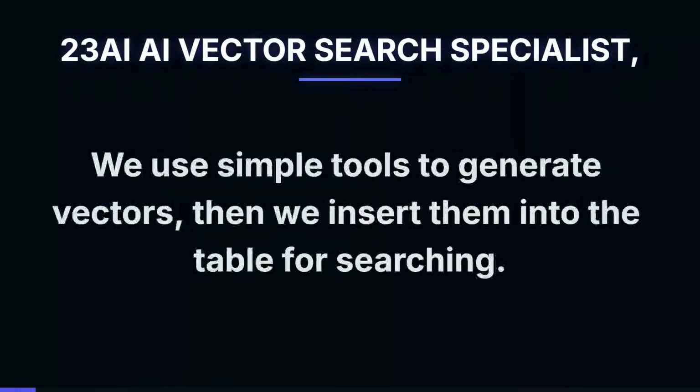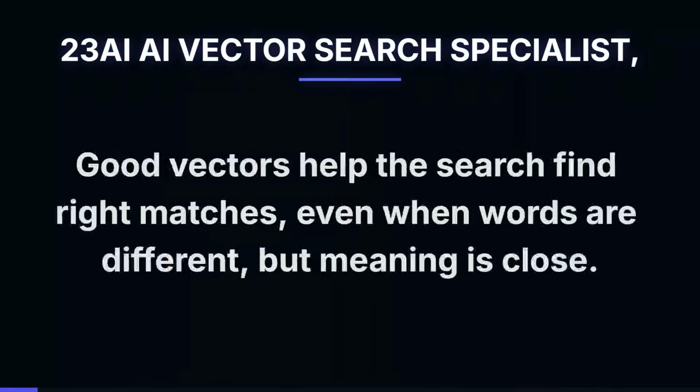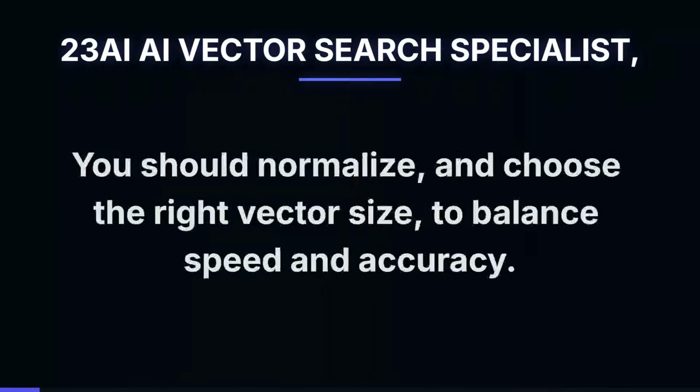We use simple tools to generate vectors, then we insert them into the table for searching. Good vectors help the search find right matches, even when words are different, but meaning is close. You should normalize and choose the right vector size to balance speed and accuracy.